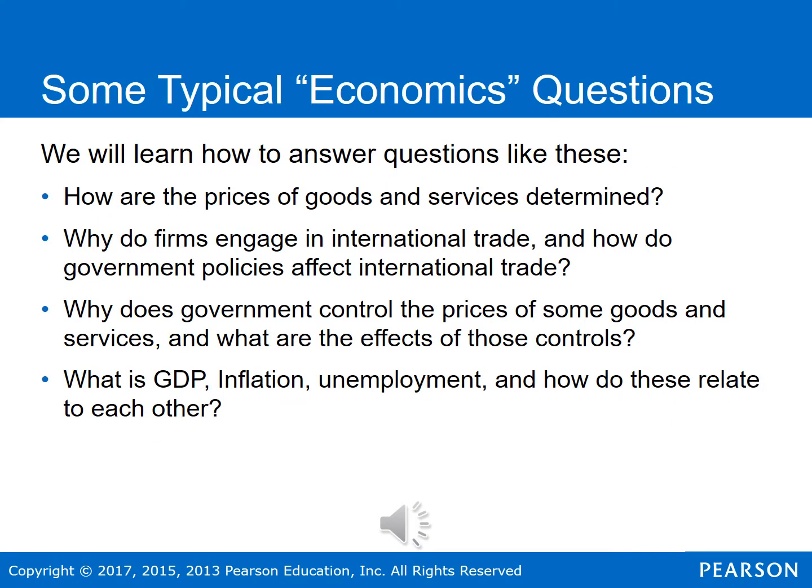Through this course, we'll learn how to answer some questions similar to the following. How are the prices of goods and services determined? In a market setting, the interaction of supply and demand helps determine what the prices of goods and services are going to be, what we end up paying. Why do firms engage in international trade, and how do government policies affect international trade? Why does government control the prices of some goods and services, and what are the effects of those controls? And then we'll explore what is the unemployment rate, what is inflation, what is the gross domestic product, and how do these all interact with each other and relate to each other.